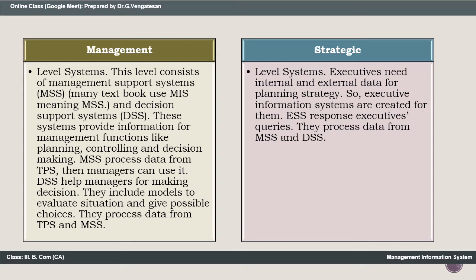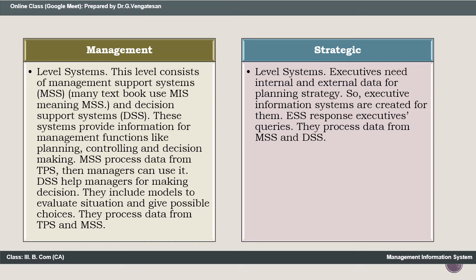And now we are moving to the next one, called strategic support system. This is also a level of management system where executives need internal and external data for planning strategy. So executive information systems are created for them. These executive support systems respond to executive queries. They process data from MSS and DSS, that is management support system and decision support system. In this strategic system, we have the executives who will work with the internal and external data for the planning strategy.